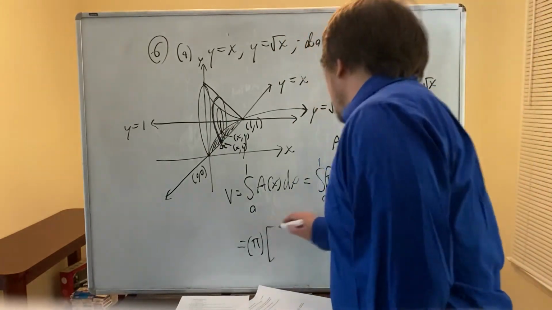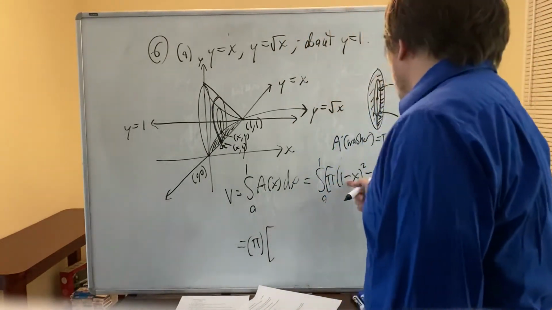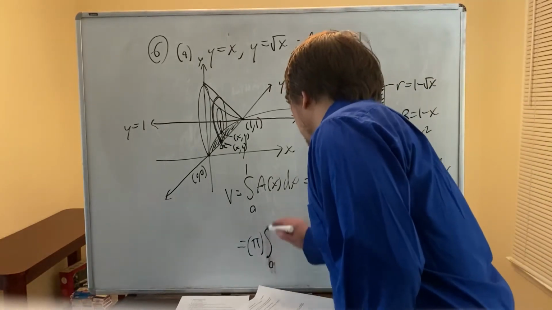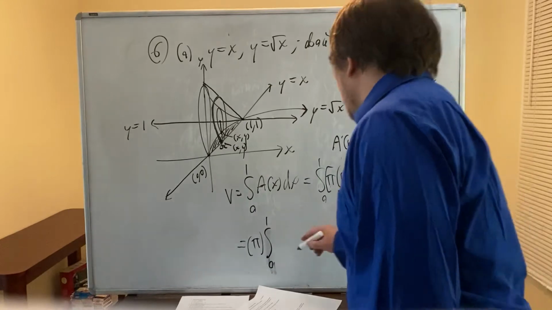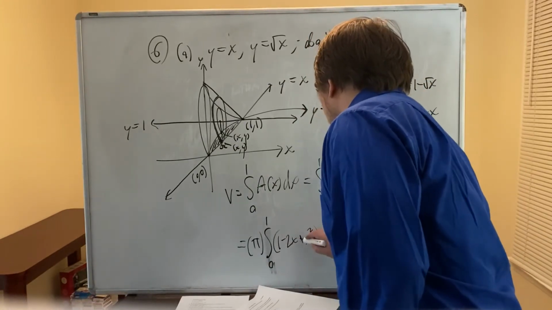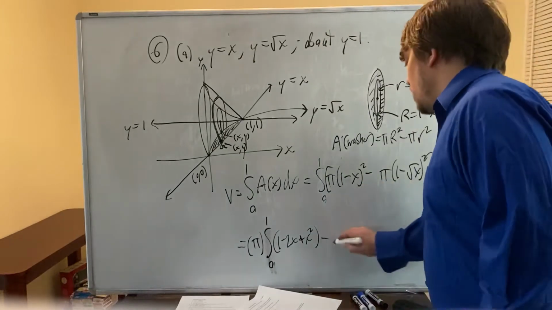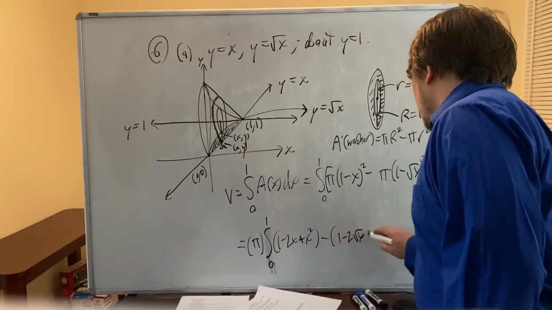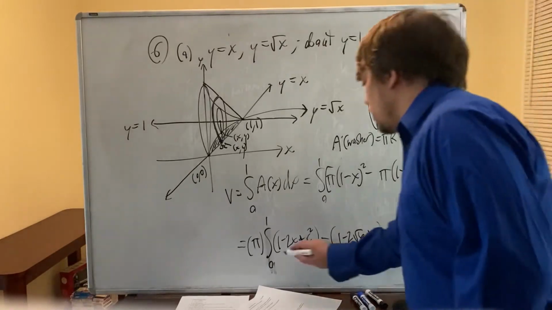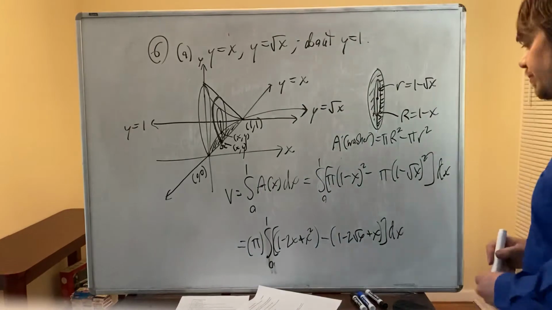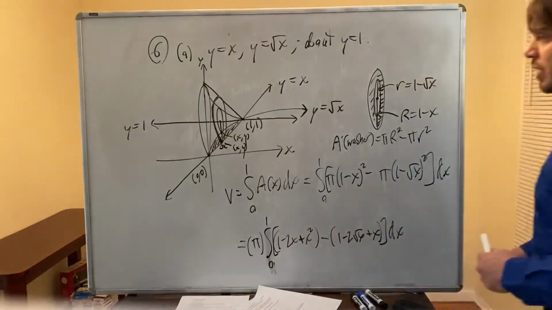And then for an antiderivative, let me expand it first. This is pi times the definite integral from 0 to 1 of (1 minus x) squared, which is 1 minus 2x plus x squared, minus (1 minus the square root of x) squared, which is 1 minus 2 times the square root of x plus x. And so it's that difference integrated from 0 to 1 times pi.